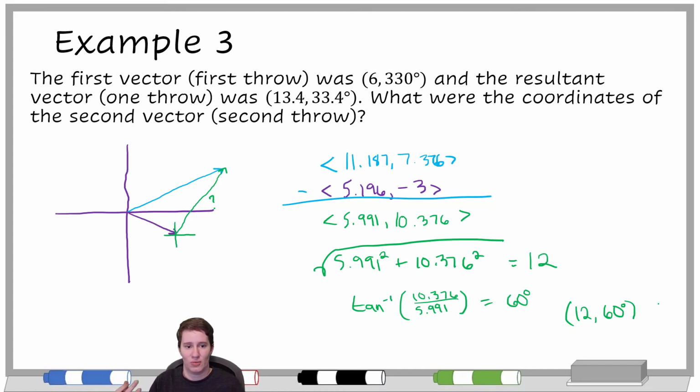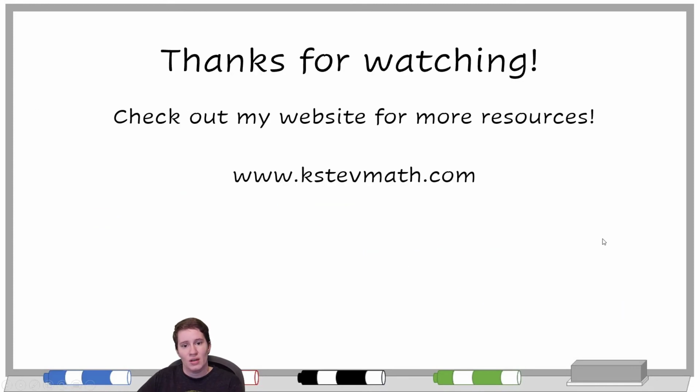So that was how we would do that if we're missing the second vector instead of trying to find the resultant vector.